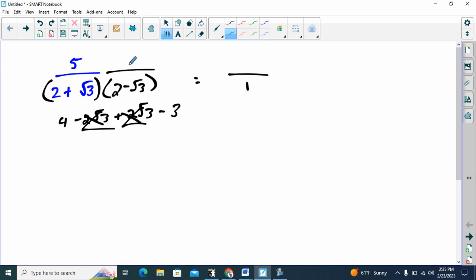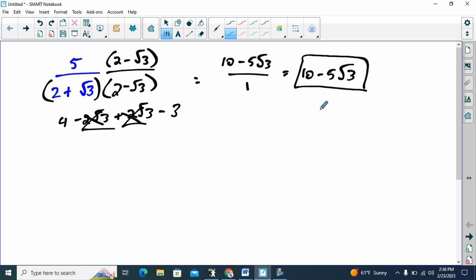If we multiply the bottom by something, I need to multiply the top by the same thing. We distribute, and usually we wouldn't write divided by 1. We just write it as 10 minus 5 root 3. And our denominator is now rationalized.